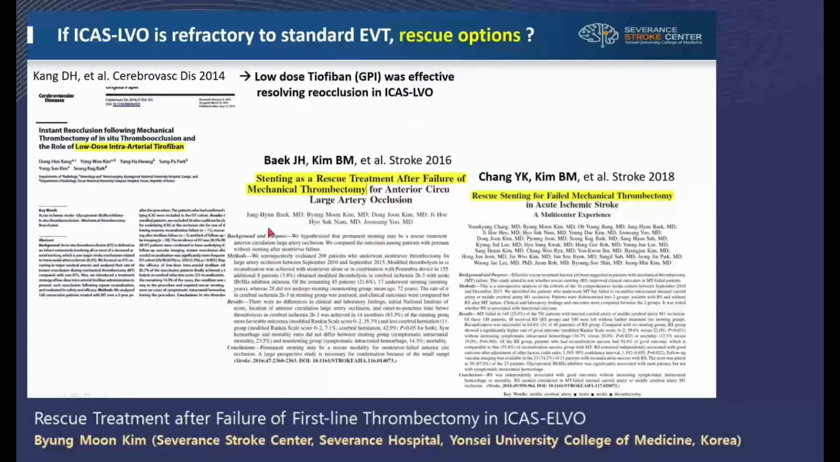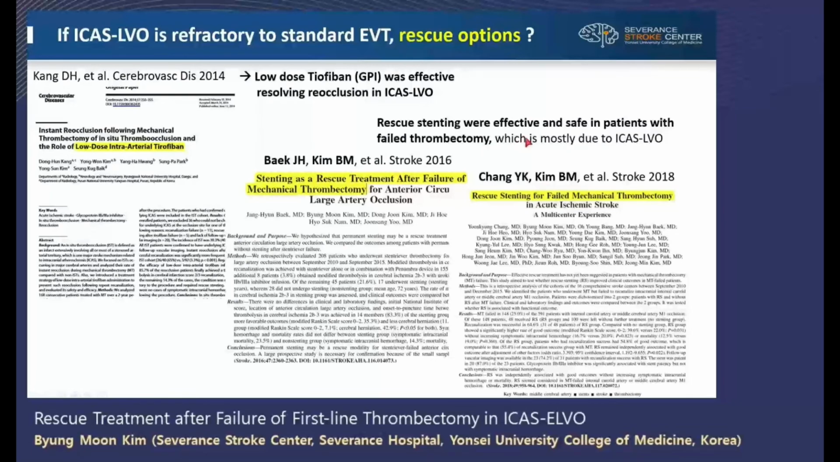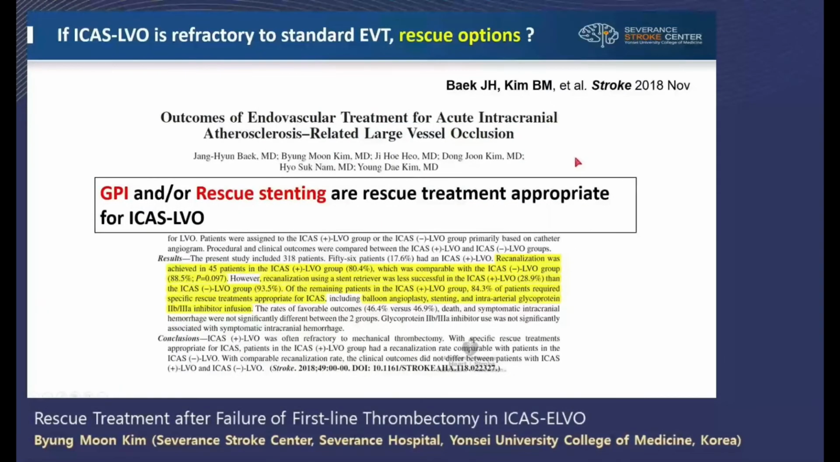Also, I reported single-center and multi-center Korean studies for stenting as a rescue treatment after failure of mechanical thrombectomy. In my studies, rescue stenting was effective and safe in patients with failed thrombectomy, which is mostly due to ICAS LVO. In my recent review, GPI and/or rescue stenting are rescue treatments appropriate for ICAS LVO.